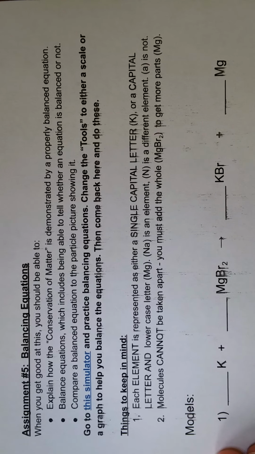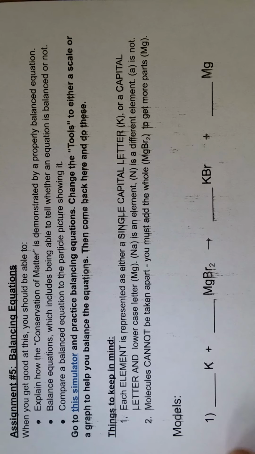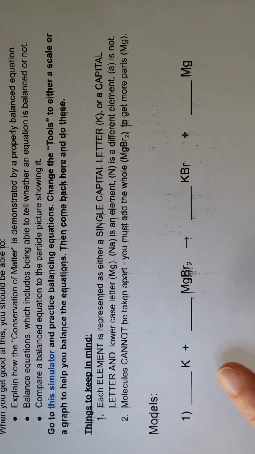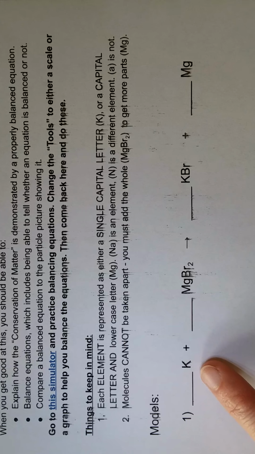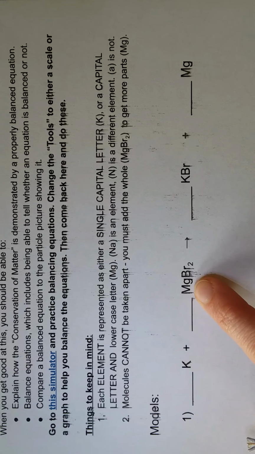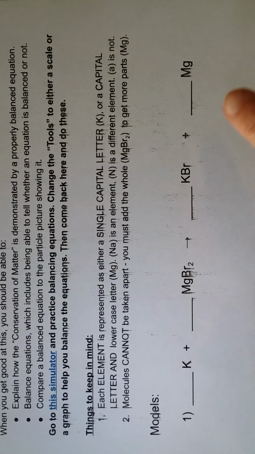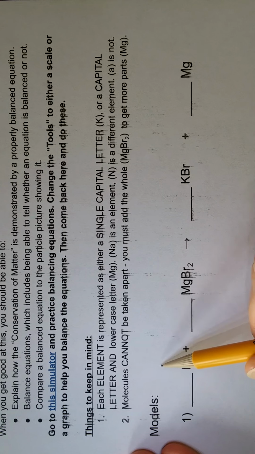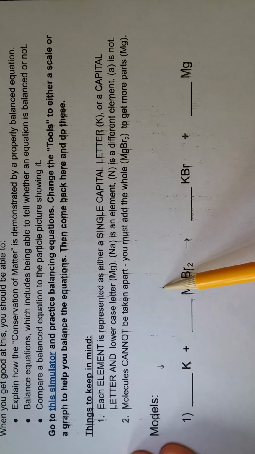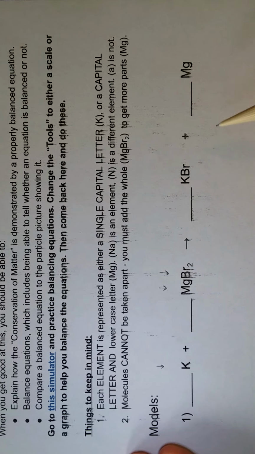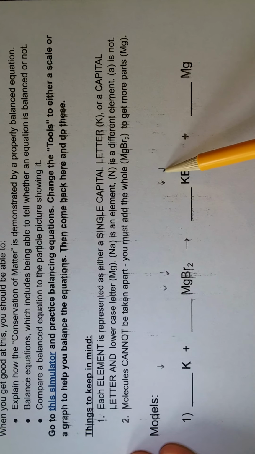So some things to keep in mind. Each element is represented as either a single capital letter, like in potassium, or as a capital letter and a lowercase letter, as in magnesium here. So as you're looking, each capital letter is going to represent a single atom. So here we have an atom, here we have an atom, here we have an atom, this is an atom, this is an atom, and this is an atom.